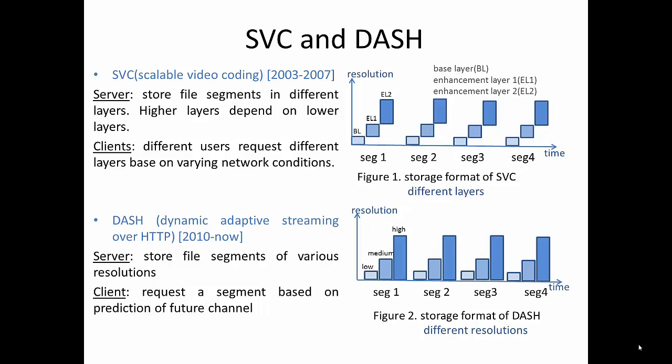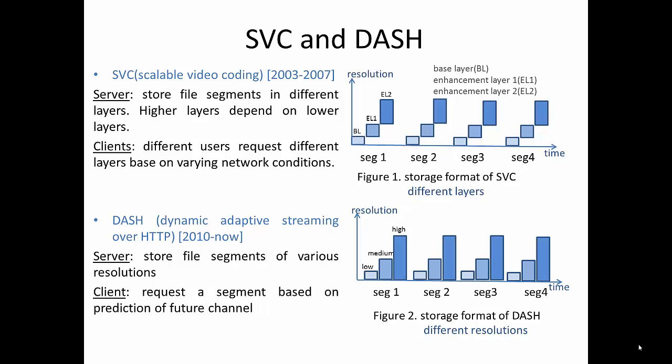Our technique is to combine two existing techniques to deal with varying channel conditions. One is a video coding technique called scalable video coding. In SVC, each segment is encoded in multiple layers, as shown in Figure 1. Higher layers depend on lower layers. Consider the case that multiple clients request the same piece of video, but each client has different network conditions. For those with good network conditions, they will request all layers from the server. For those with poor network condition, they will request only the base layer.